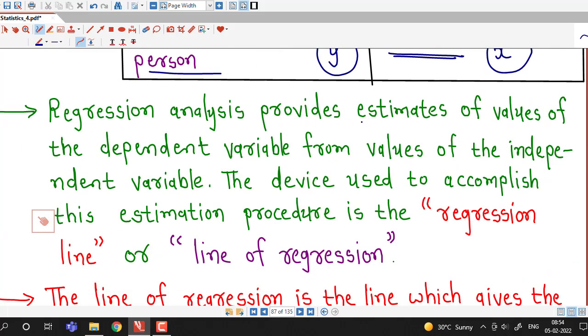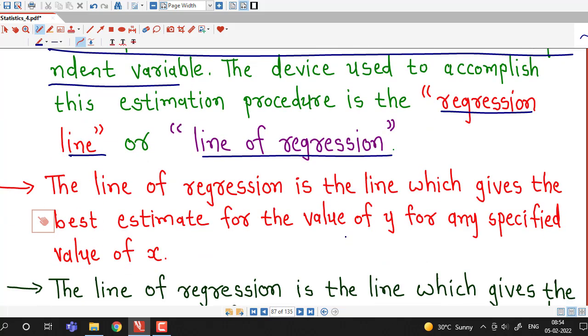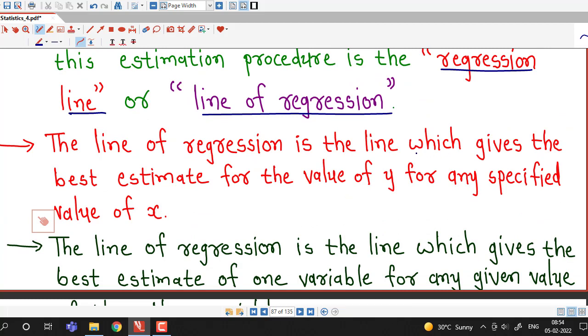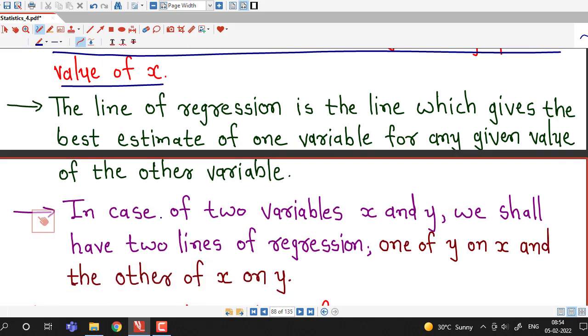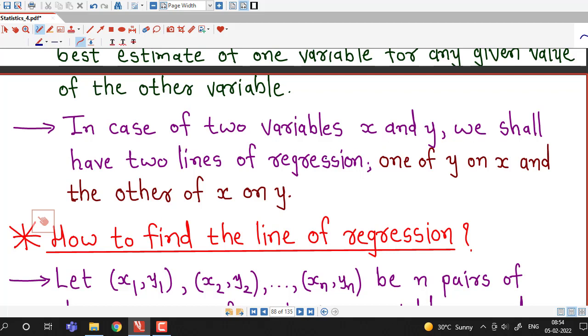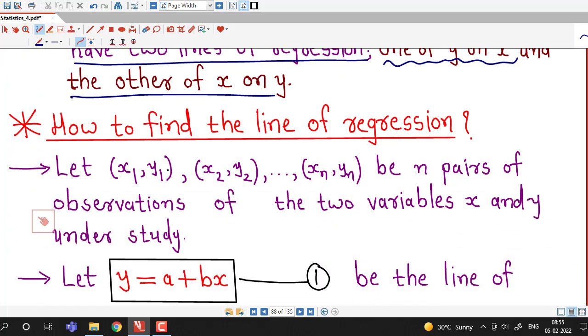Regression analysis provides estimates of values of the dependent variable from values of the independent variable. The device used to accomplish this estimation procedure is the regression line or line of regression. The line of regression is the line which gives the best estimate for the value of y for any specified value of x. In case of two variables x and y, we shall have two lines of regression as I discussed, one of y on x and the other of x on y. So our next discussion is how to find the line of regression.